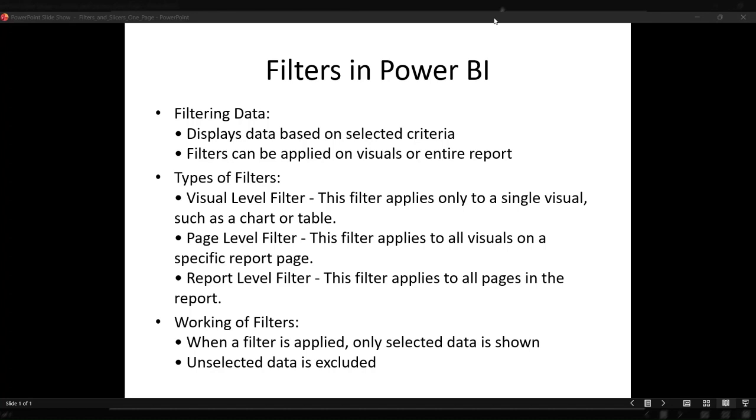Let's see about filters in Power BI. So basically, filtering data means displaying data based on selected conditions. Instead of showing the entire data set, Power BI allows us to filter data so that only specific values are visible. For example, if a report contains sales data for multiple years, we can apply a filter to show data for only one year, such as 2025.